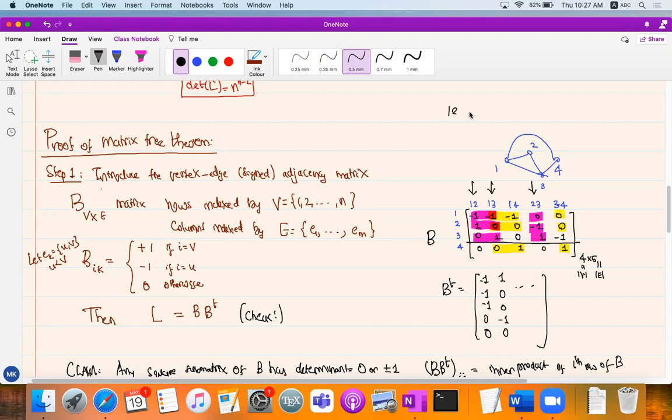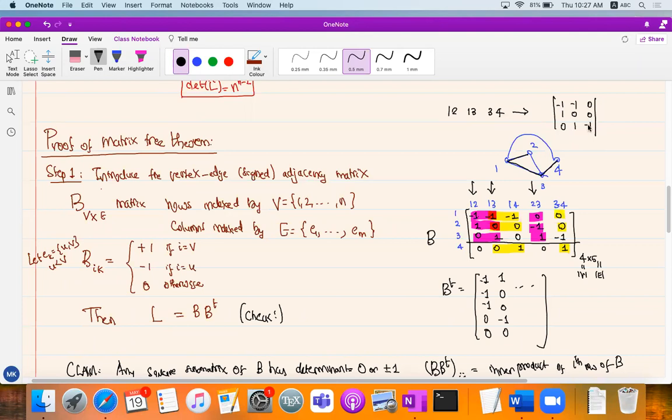1, 2, 1, 3, and 3, 4. That does give a spanning tree, right? So the corresponding matrix is for 1, 2, 1, 3, and 3, 4, right? So it is minus 1, 1, 0, minus 1, 0, 1, and lastly 0, 0, minus 1. So what is this determinant?